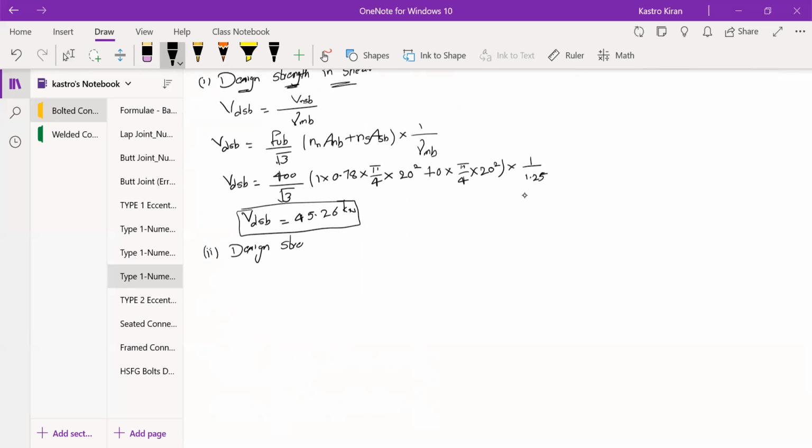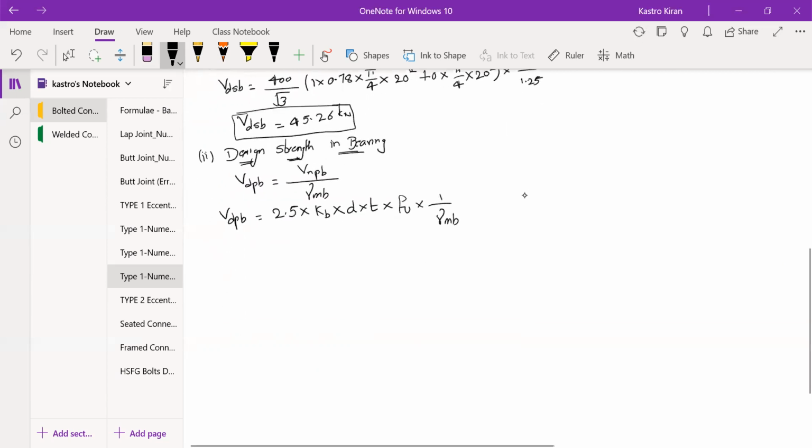Design strength in bearing. So this is the second value, that is design strength in bearing. The design strength in bearing formula you know, which is VDPB equals VNPB by gamma MB. The VNPB formula is 2.5 KB d t into fu into 1 by gamma MB.